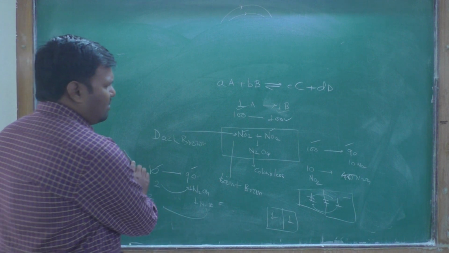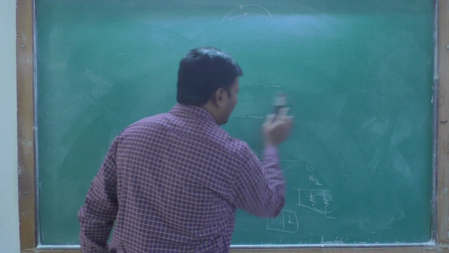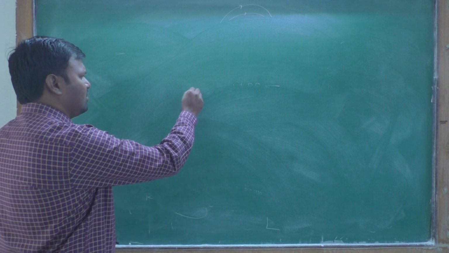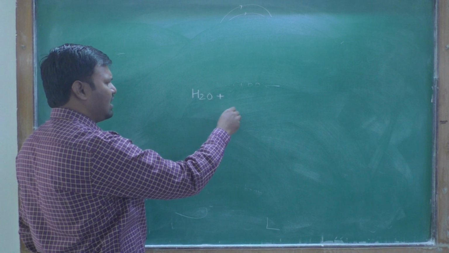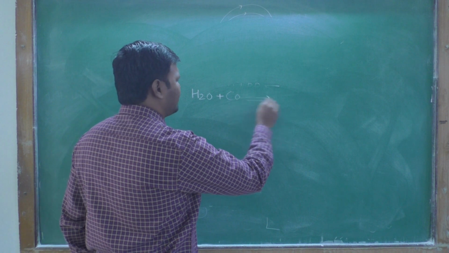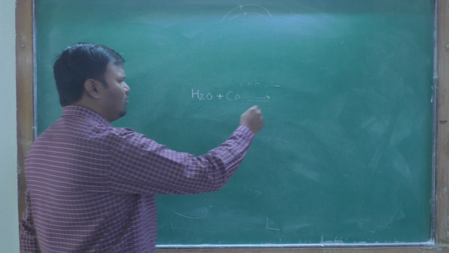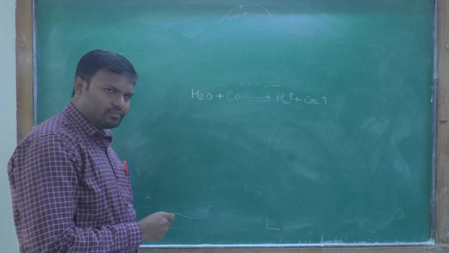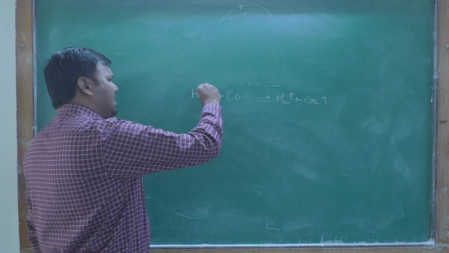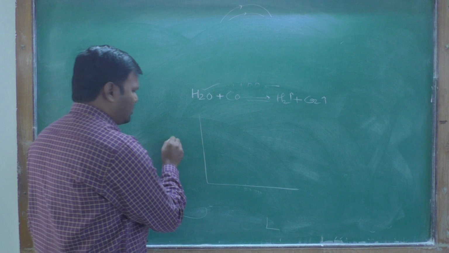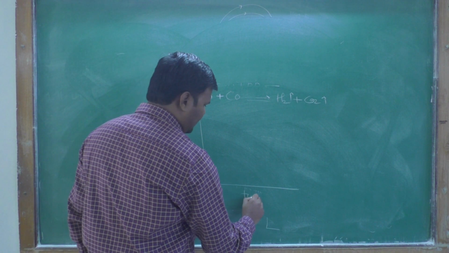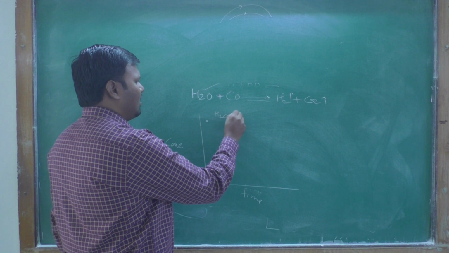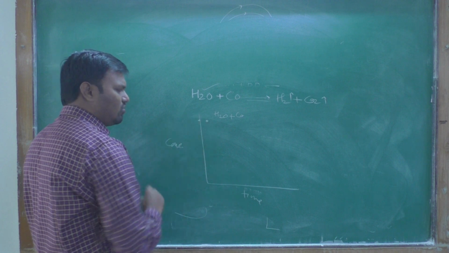For understanding, we have one more example. That example is H2O reacting with CO at a very high temperature. That reaction goes on and you obtain H2 gas and CO2 gas at high temperature. When you draw the concentration versus time graph, at the start H2O and CO are at a higher concentration.